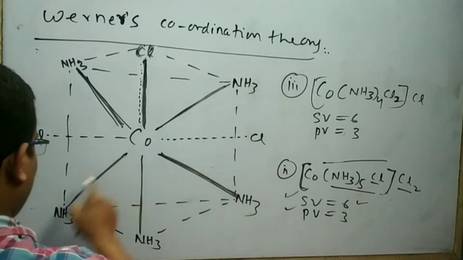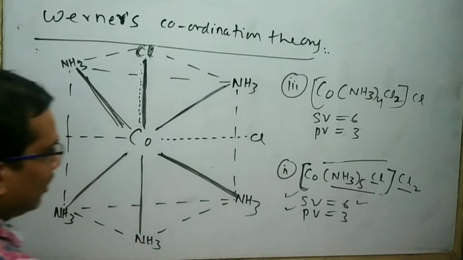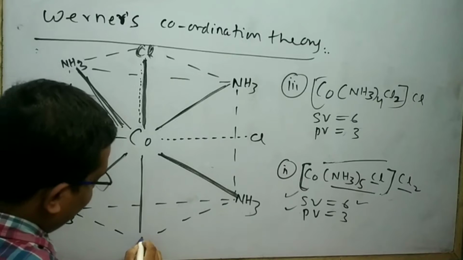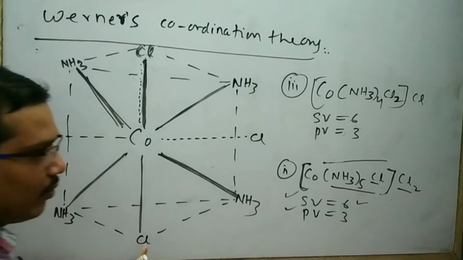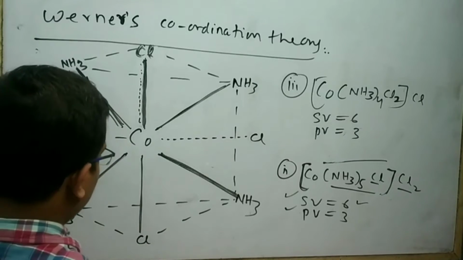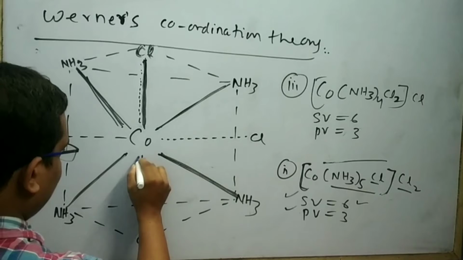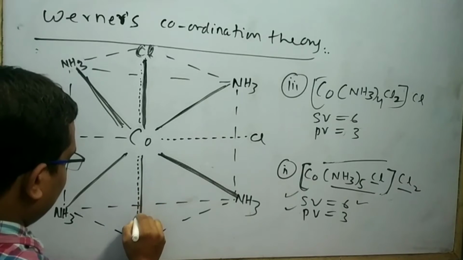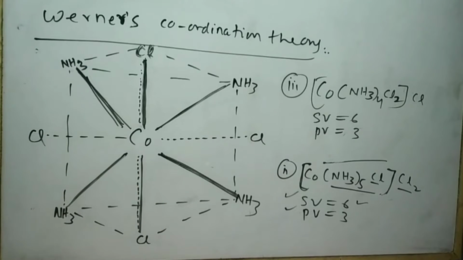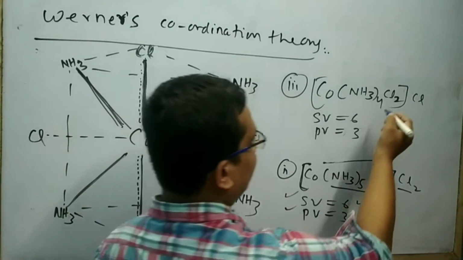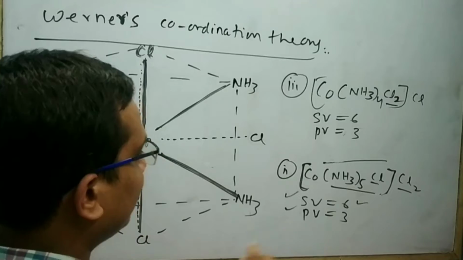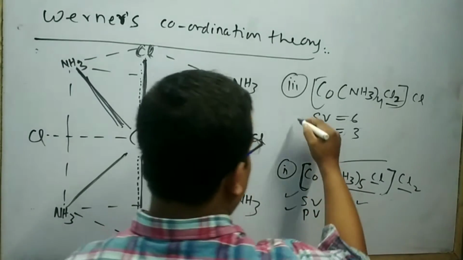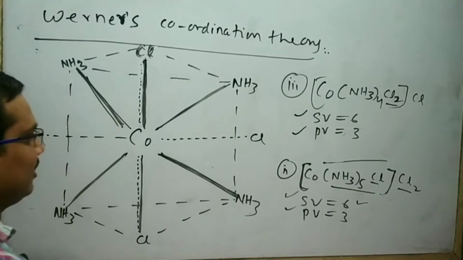4 NH3 are attached like this. Here the chlorine atom is present, and this chlorine atom plays 2 roles. One is the ligand, and the other is the negative ion. So here it is also bound with a dotted line, because here 2 chlorine atoms are present, and the 2 chlorine atoms both contribute towards the secondary valency and the primary valency.